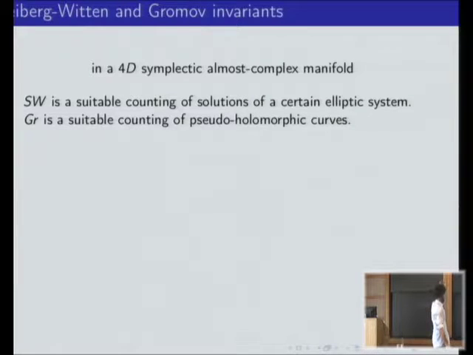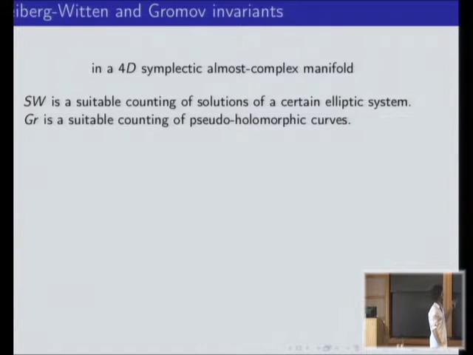So there are these two important invariants that you can define on such a manifold. One is the Seiberg-Witten invariant and one is the Gromov invariant. I can't possibly go into details, but the definitions require, in the first case for Seiberg-Witten invariants, you to study the space of solutions to a certain elliptic system. And by studying this space of solutions, by a suitable counting of these solutions, you get your Seiberg-Witten invariants. And Gromov invariants, instead, require you to count pseudo-holomorphic curves.